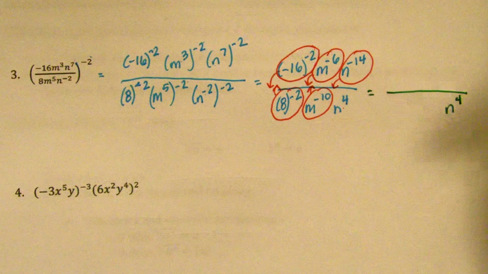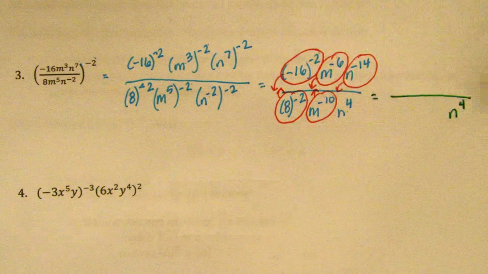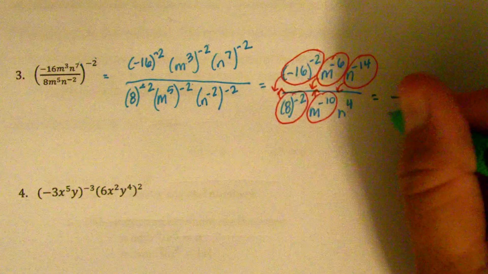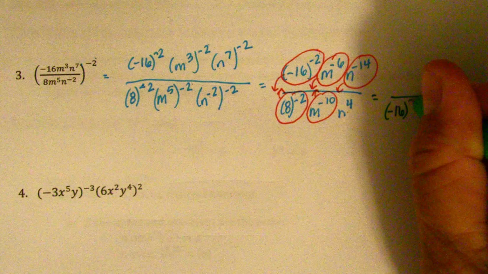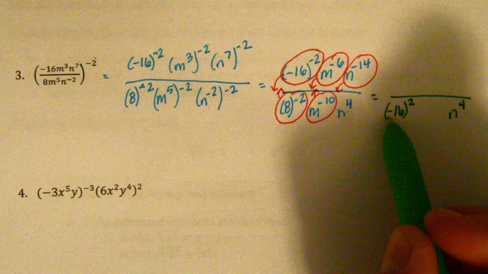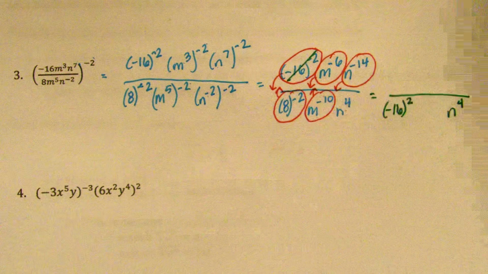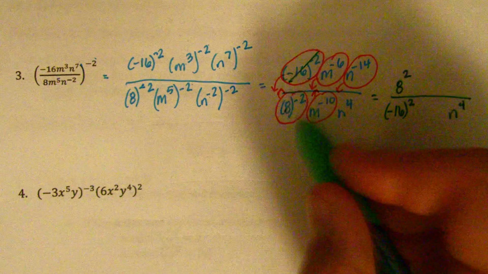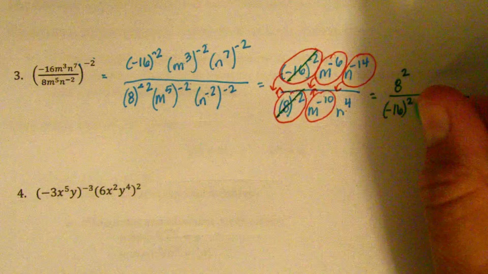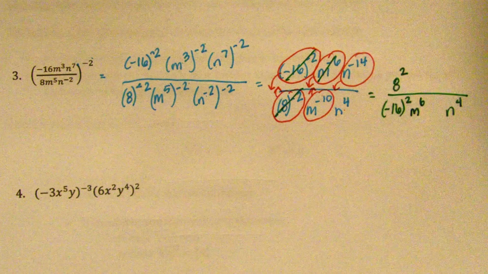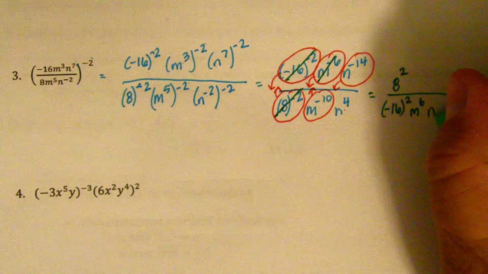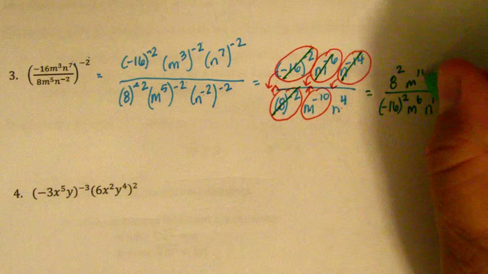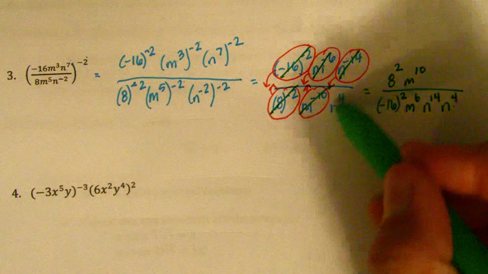The rest of these, I'm going to move them, and after I move them, I cross them out so that I don't do it twice. I know it's taken care of. So negative 16 to the negative 2 power moves down and becomes a positive exponent. The number does not become positive. The exponent is what becomes positive. Our 8 here to the negative 2 power moves up and becomes a positive exponent. M to the negative 6 moves down and becomes a positive exponent. N to the negative 14 moves down and becomes a positive exponent. M to the negative 10 moves up and becomes a positive exponent. And the n to the fourth I took care of already.